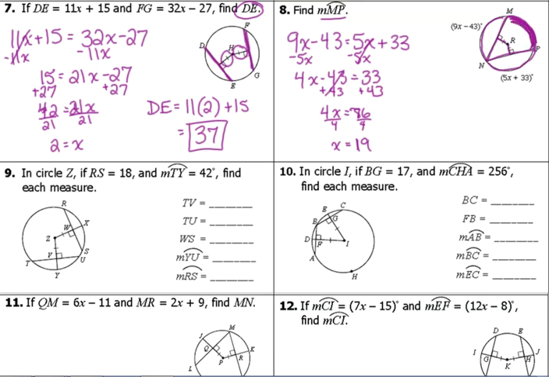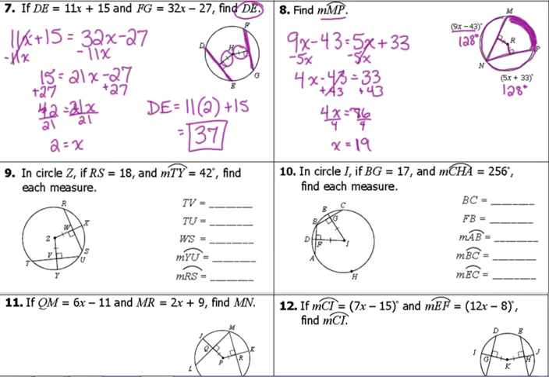So we don't have an expression that we can plug our x value directly into, but we do have some expressions right here. We could find their measure, right? 9 times 19 minus 43 is 128. If we plug it into 5x plus 33, guess what we're going to get? 128, because those arcs are congruent.